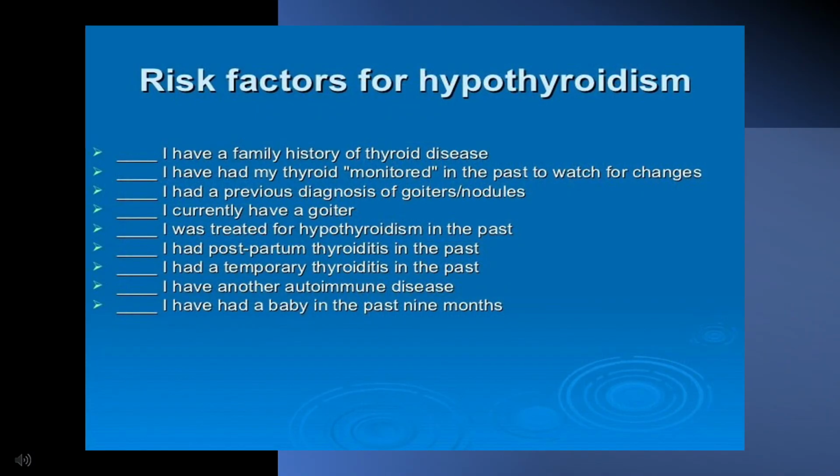Following are the risk factors for hypothyroidism. I have a family history of thyroid disease. I have had my thyroid monitored in the past to watch for changes. I had a previous diagnosis of goiter or nodules. I currently have a goiter. I was treated for hypothyroidism in the past. I had postpartum thyroiditis in the past. I had temporary thyroiditis in the past. I have another autoimmune disease. I have had a baby in the past 9 months.